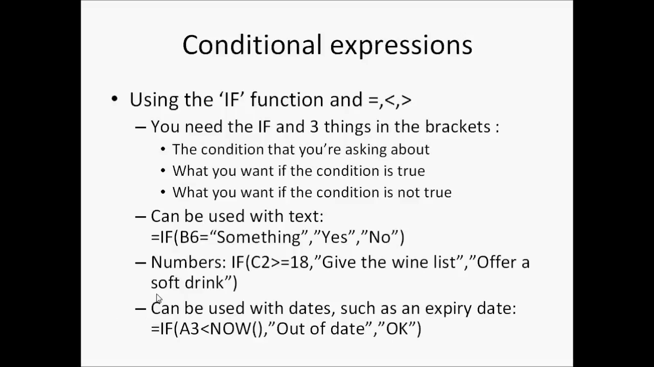Another example is when it's used with dates. So A3 will be the expiry date of the product. Now is just a little trick in Excel to get the exact time and date that we're at right now. So equals because we're working something out. If Excel looks in the date cell, if it's before now, then we'll be out of date, otherwise we're okay.